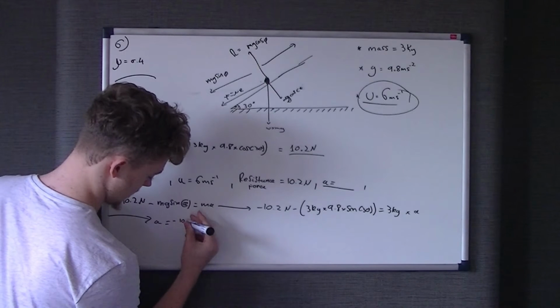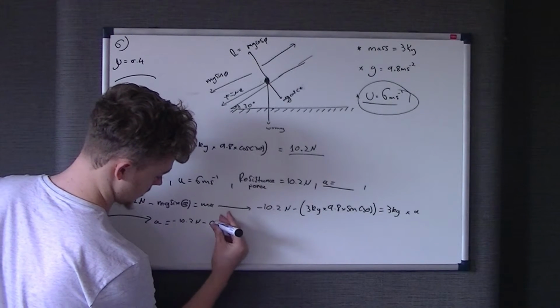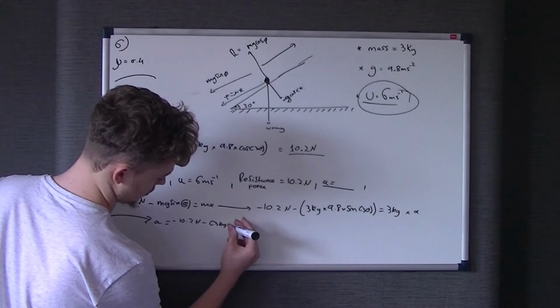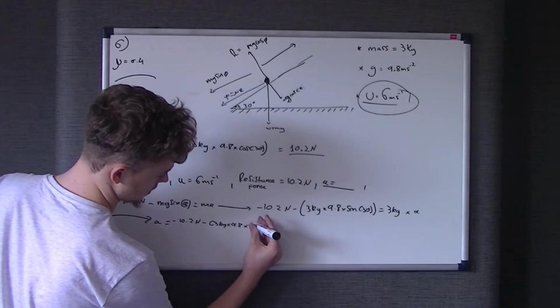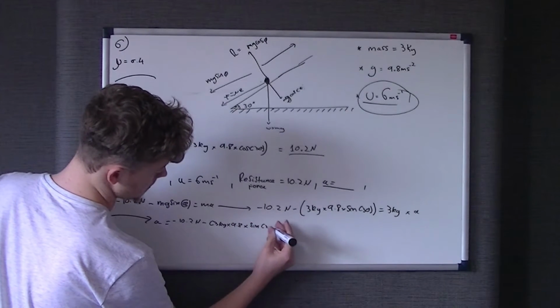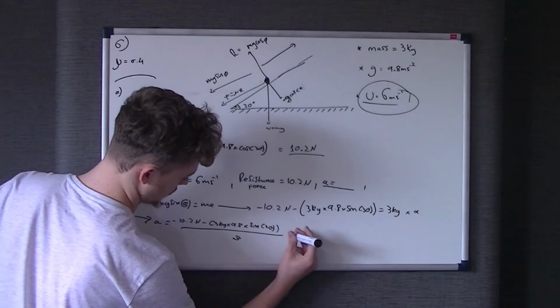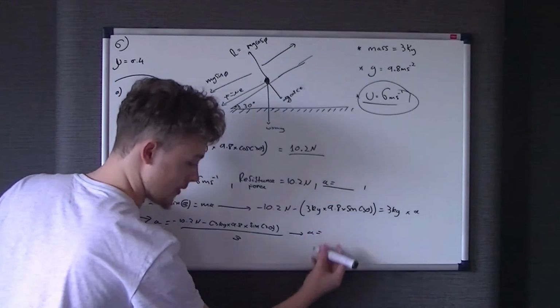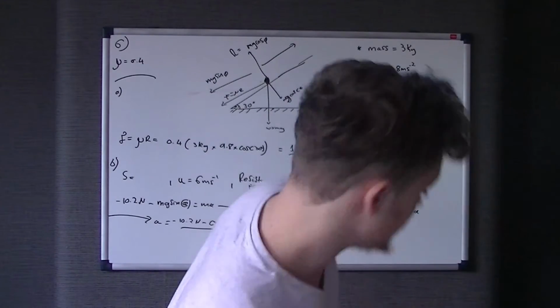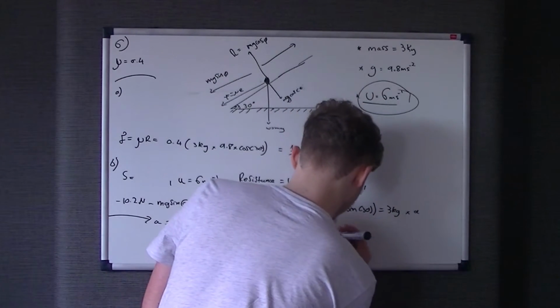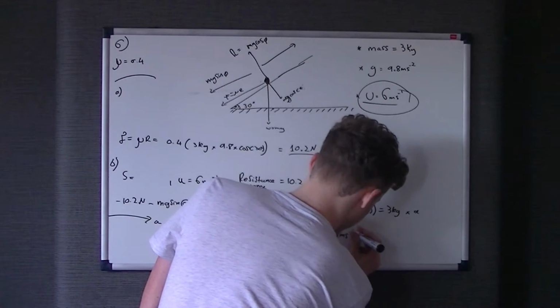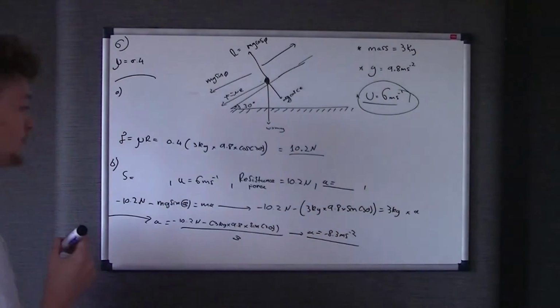negative 10.2 newtons, take this, 3 kilograms times 9.8 times sine 30, and that's all over 3, okay? So if you sub that into your calculator, you get a value for a, which is negative 8.3 meters per second squared. So it's good, it's deceleration, that's what we want.